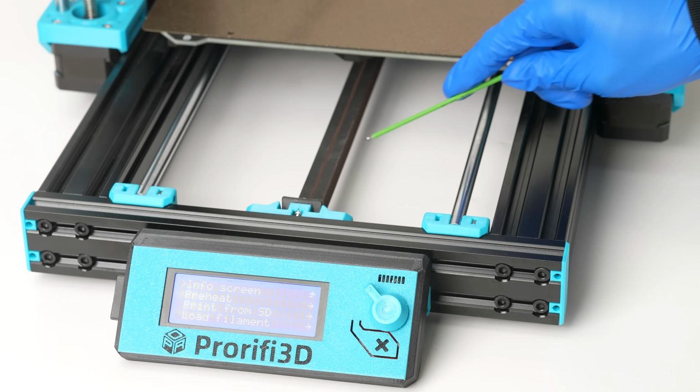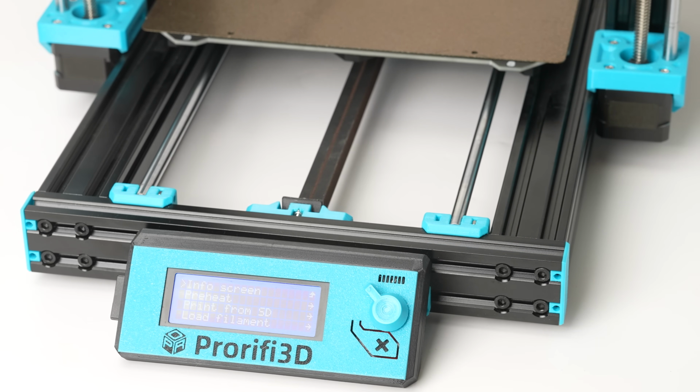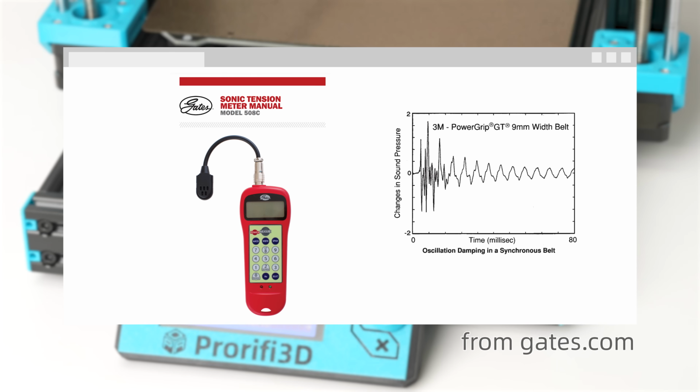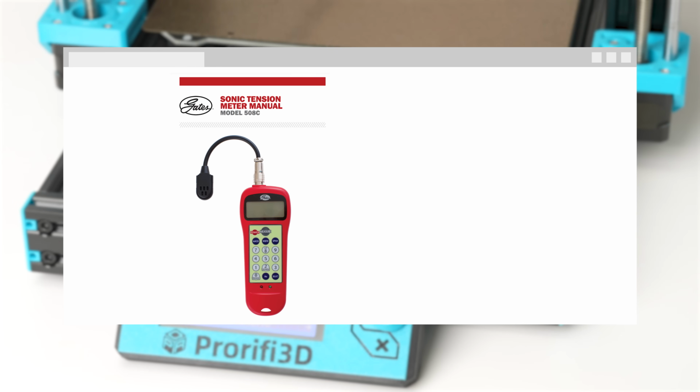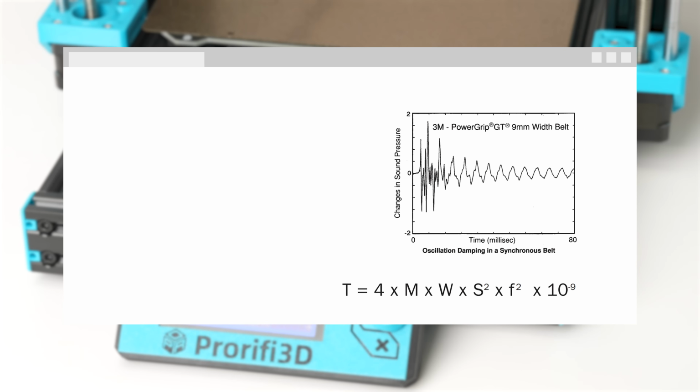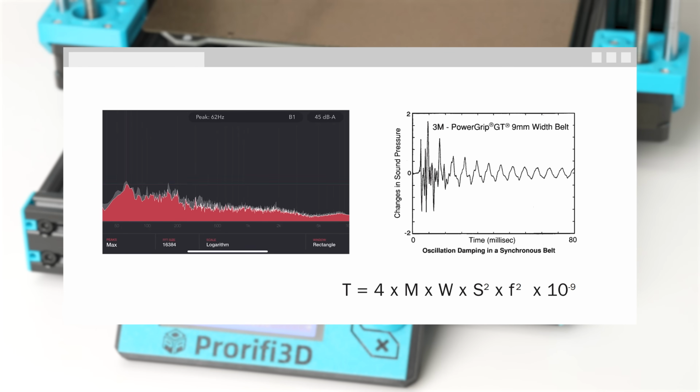So how can we measure the exact belt tension on a 3D printer? Gates has a sonic tension meter that measures the frequency of the sound made by tapping the timing belt, and thus calculates the timing belt tension by formula. Such professional tools are not only expensive, but also inconvenient to purchase. But there is a popular method in the community that also uses this principle. Using a smartphone app instead of a professional tool to measure the sound made by tapping the belt, which can also be used to calculate the belt tension.